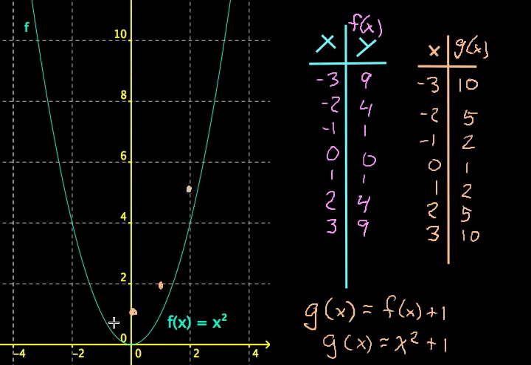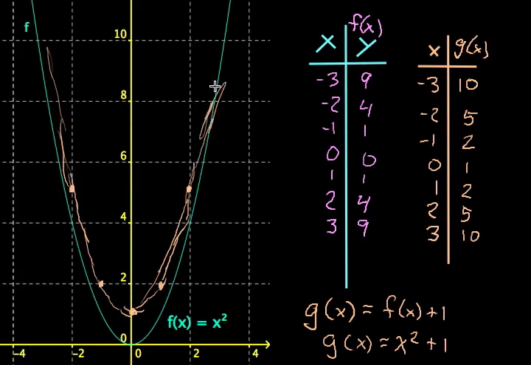And we're going to plot a series of points. f of negative 1 was 1; we're going to make it 2. f of negative 2 was 4; we're going to make it 5. So our graph is going to look something like this, and it's going to go shooting up here. All right, that's a very rough graph.